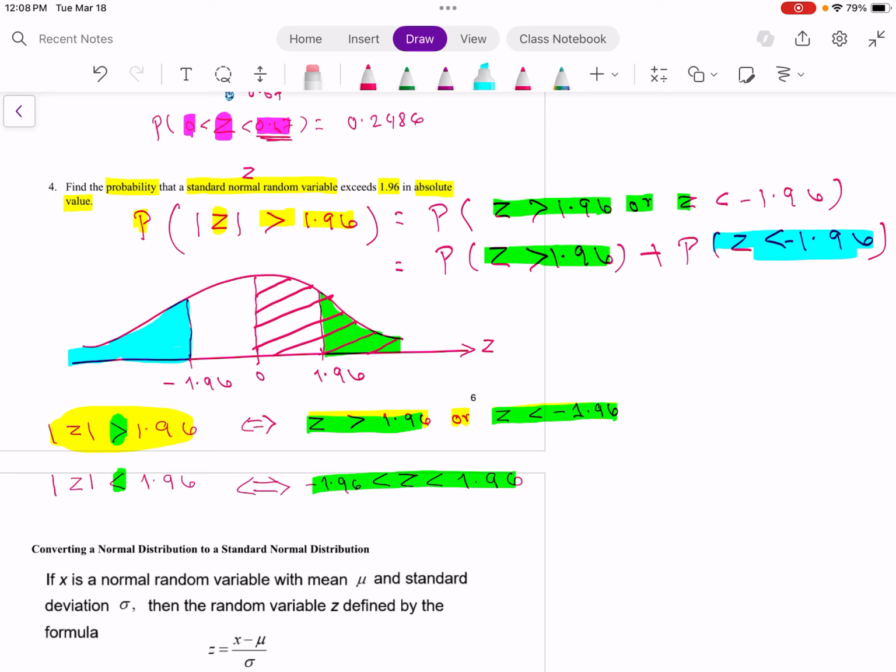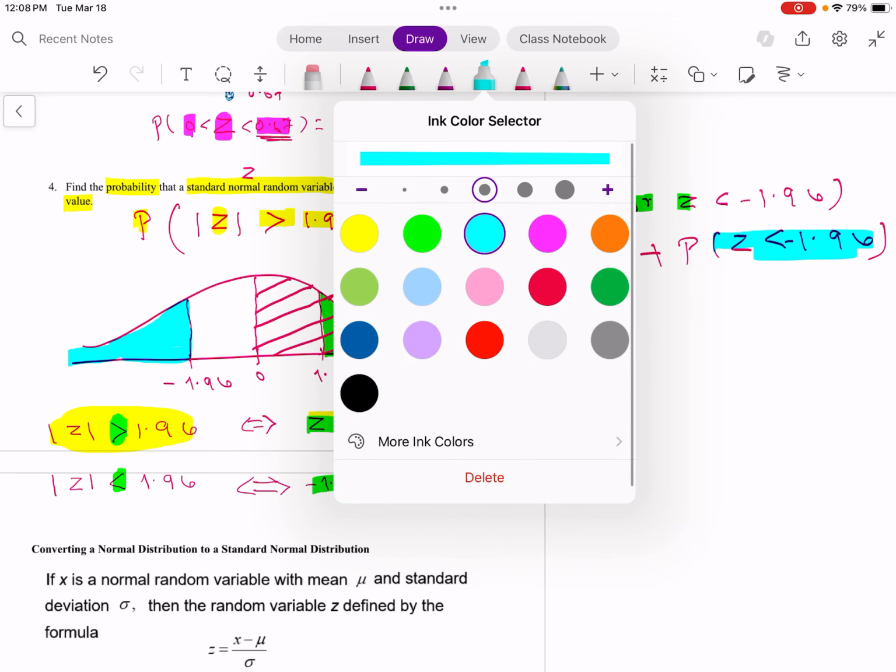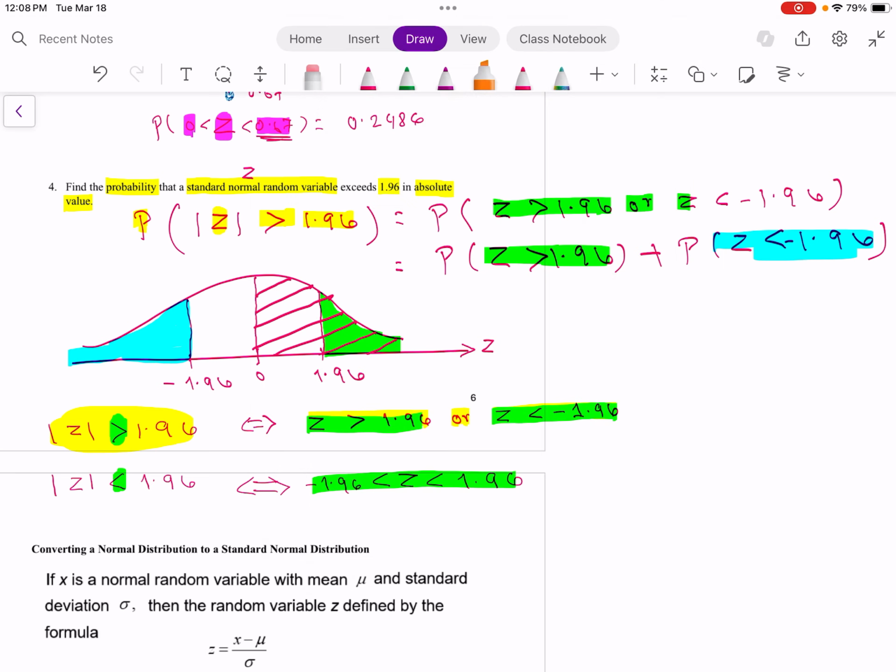From 0.5, if we can find this area and subtract from 0.5, we get the area of the green region. Do you all agree? We find the area of that orange, subtract from 0.5, and we can find the area of the green region. Okay, now what about the area of this region?